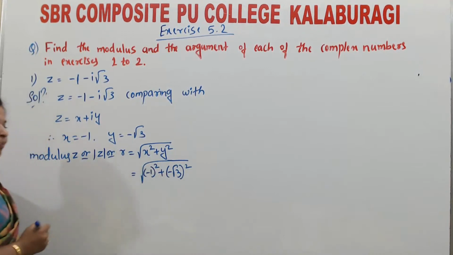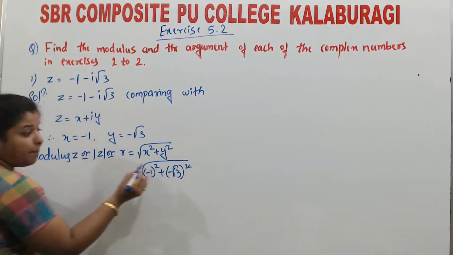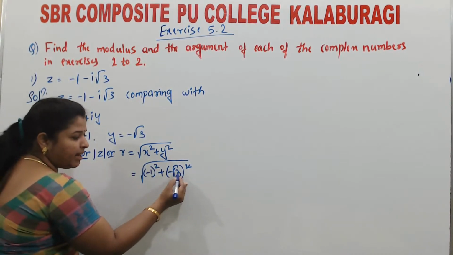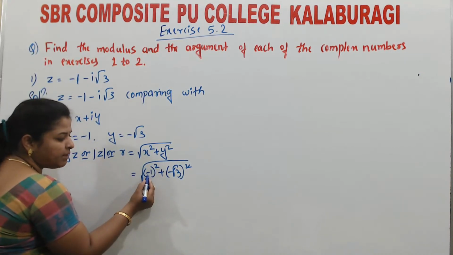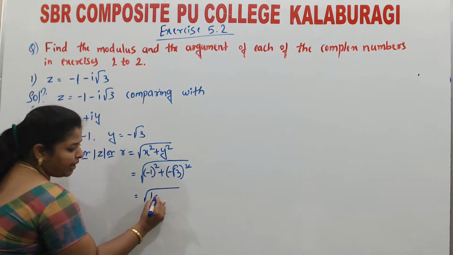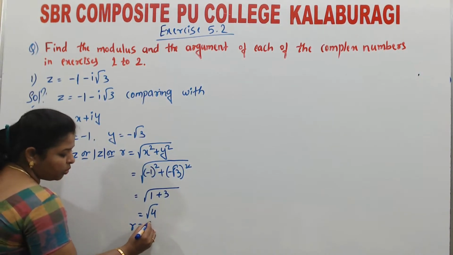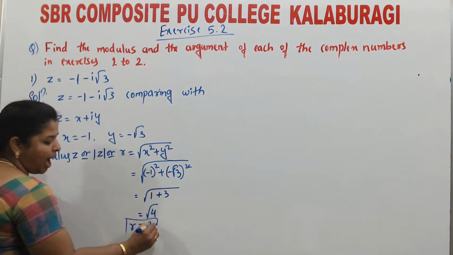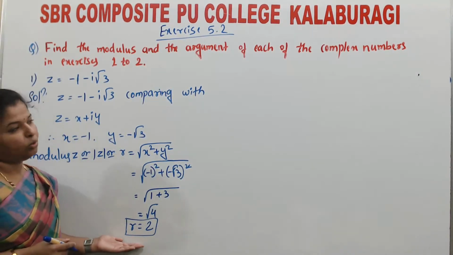Is it right? Done. Here square root gets cancelled. Minus is there, power is even, right? This minus becomes plus. Here also minus, power is even, that's why this minus becomes plus, which is equal to square root of 1 plus 3, which is equal to square root of 4, or r is equal to 2. Modulus of the given complex number is equal to 2.